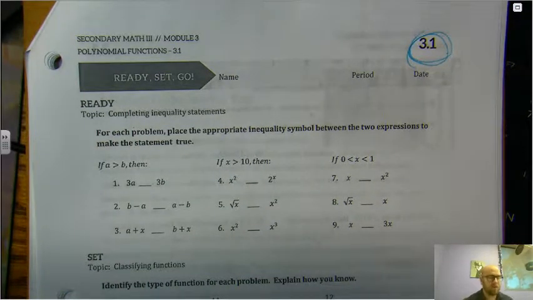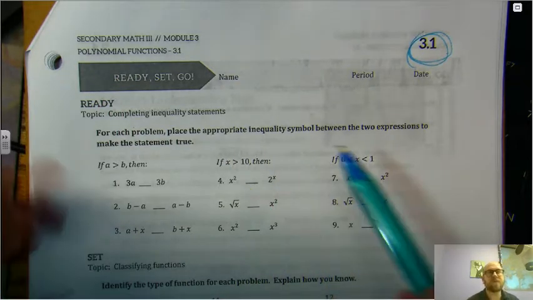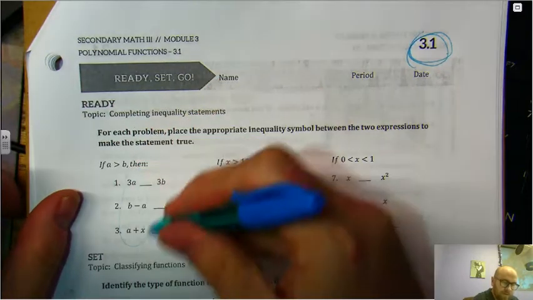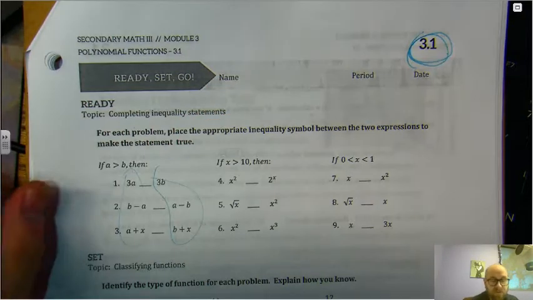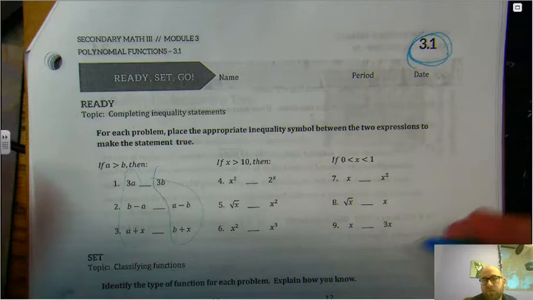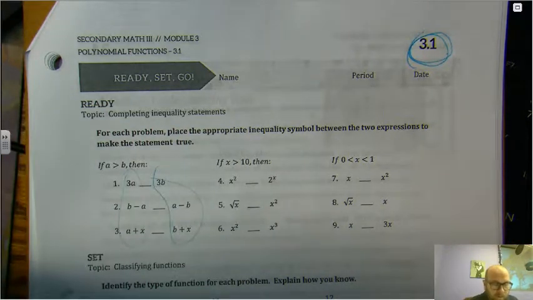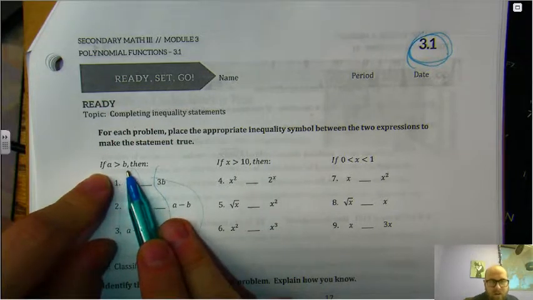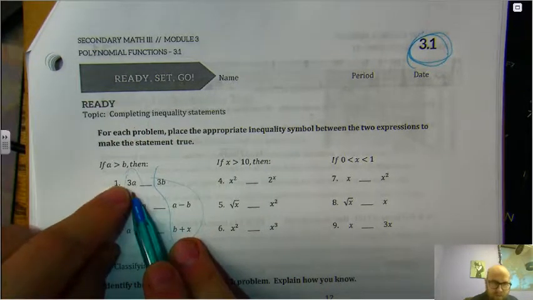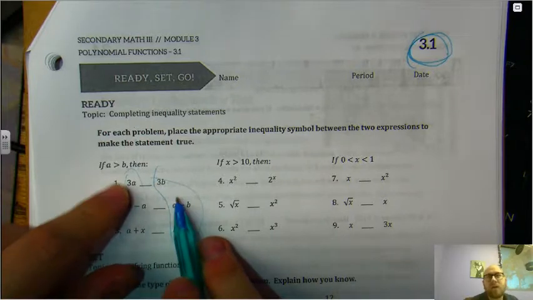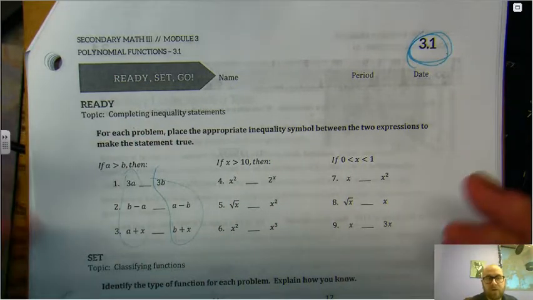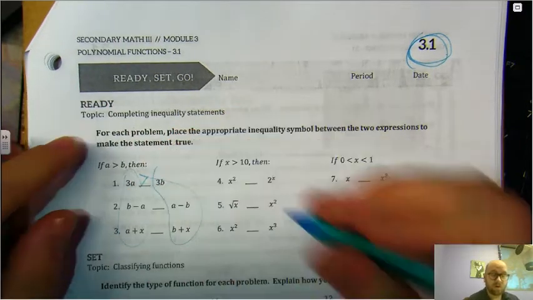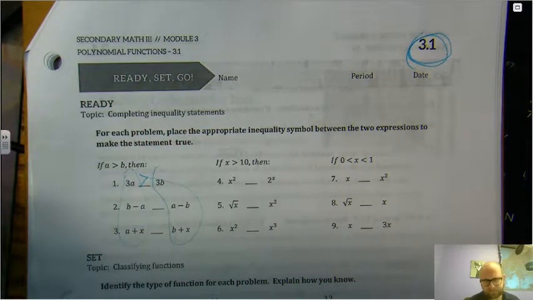In the first section, what we're going to be doing is completing inequality statements. Essentially, we're looking at these two columns and trying to determine whether one is greater than, less than, equal to, greater than or equal to, etc. of whatever these are. So for example, if we know that A is larger than B, what's the comparison between having 3 A's and 3 B's? Clearly, having 3 of a number that's larger is going to be greater than 3 of a number that's smaller. So we would say that would be greater than.